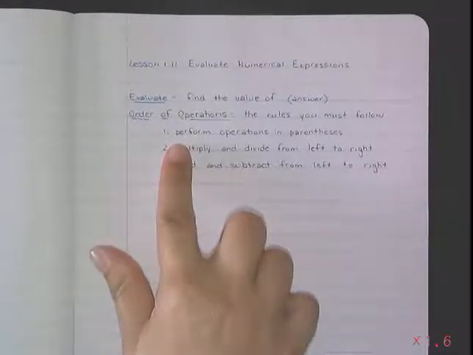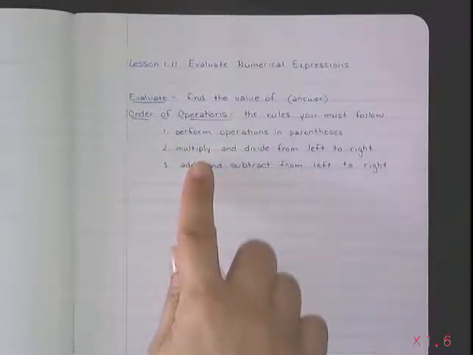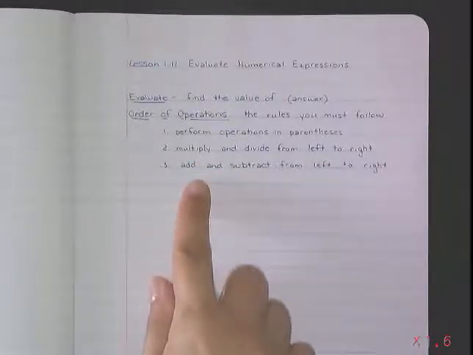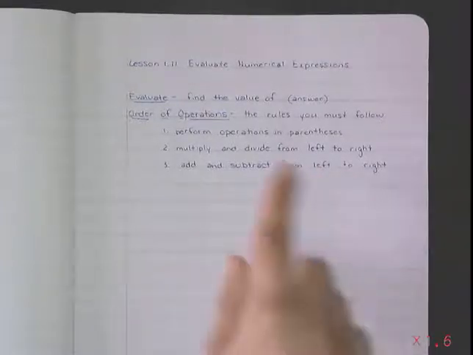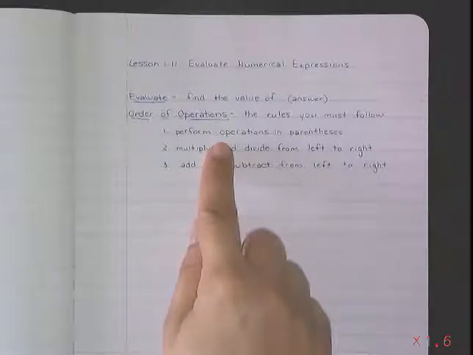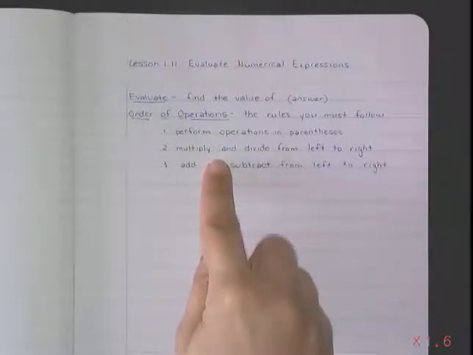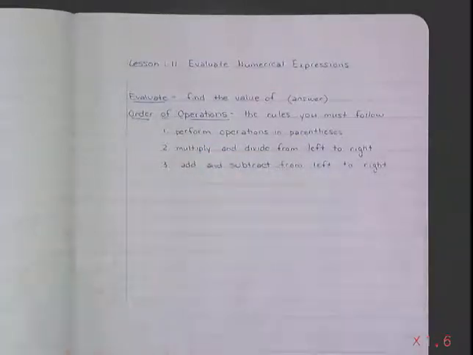The first one is, if that problem has parentheses, you have to do what's inside the parentheses first. Your second step is to multiply and divide, going from left to right. Your third is then you add and subtract, again going from left to right. Keep in mind, if what you are working on does not have parentheses, you move to step number 2. So you just cross it out and you go straight to the next one.